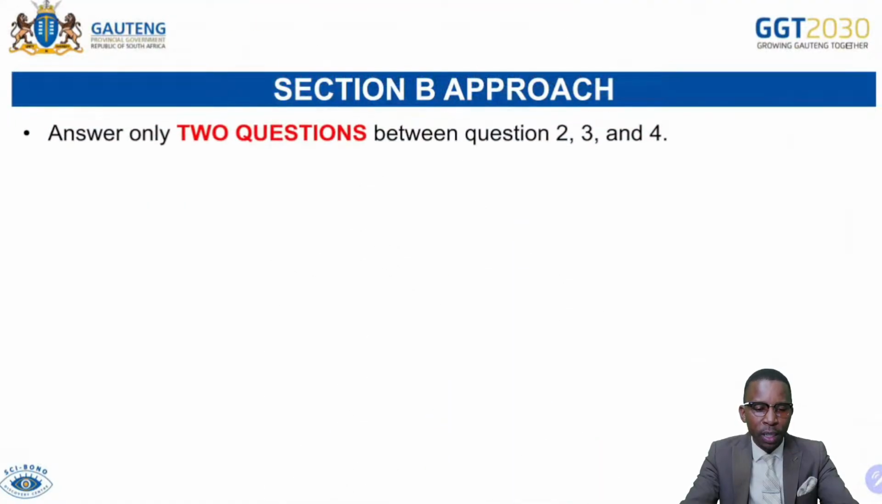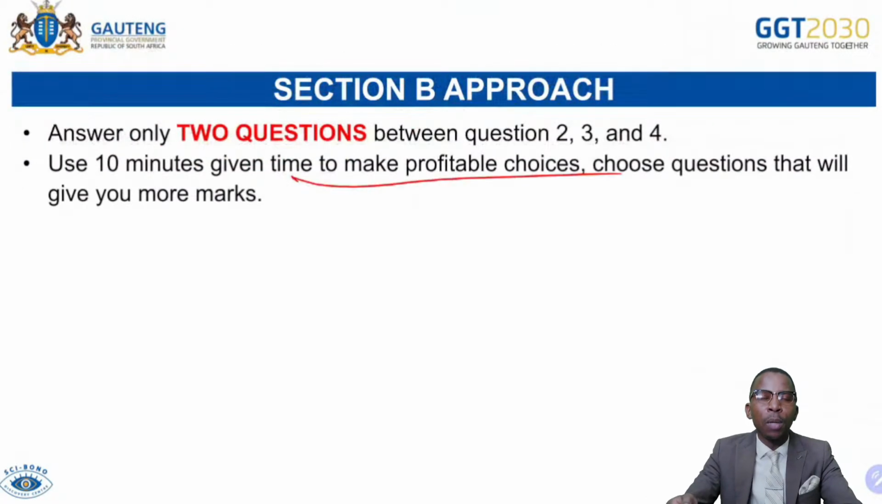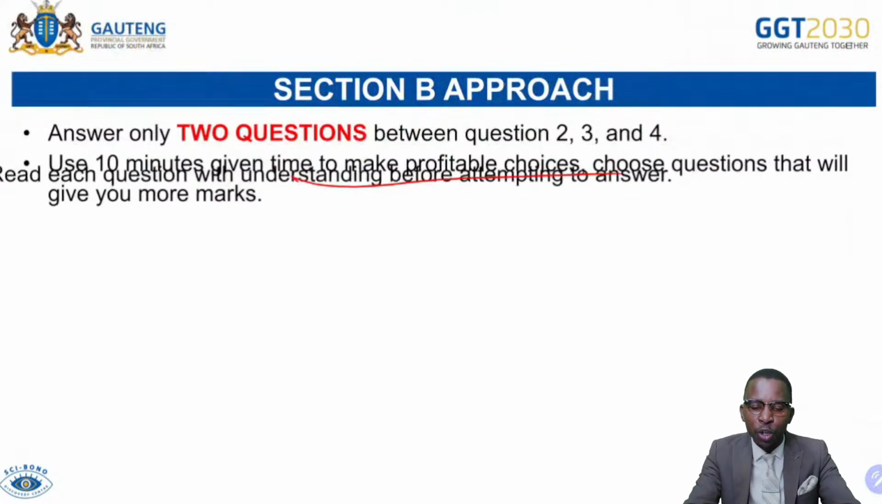Then we go to section B. Answer only 2 questions between 2, 3, and 4. That is important. And then use the 10 minutes given as reading time. It is very profitable. Ensure that you make the right choices during that first 10 minutes before you start your examination, so that when you go to the exam, you approach it already having made your choices.